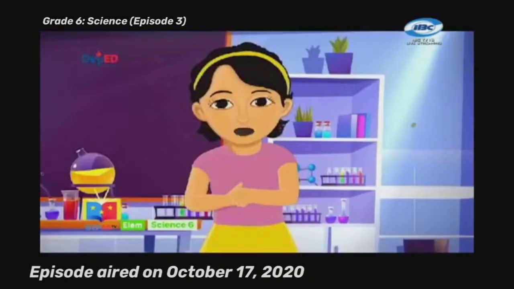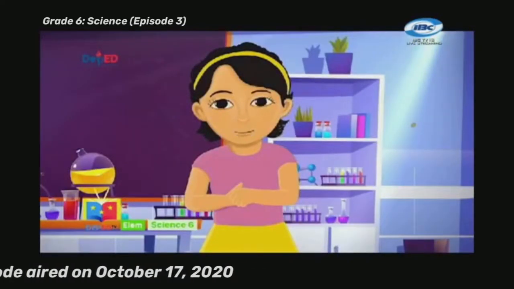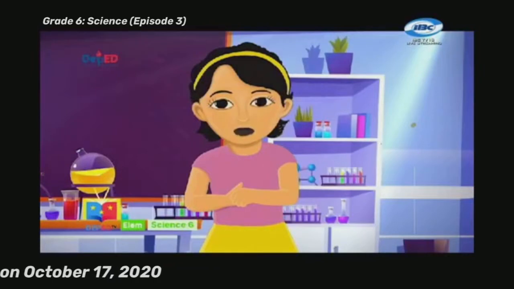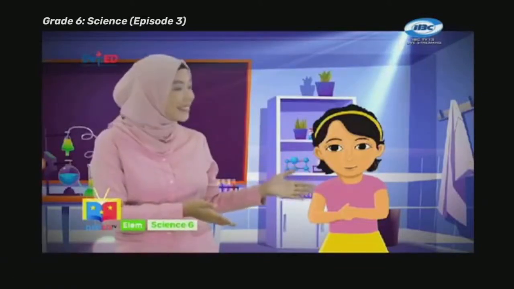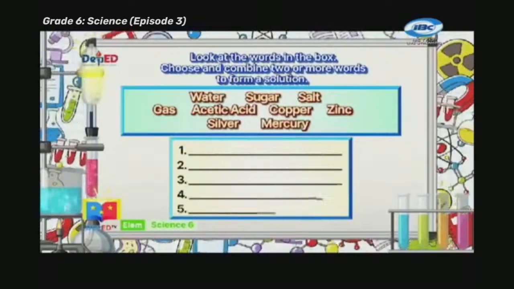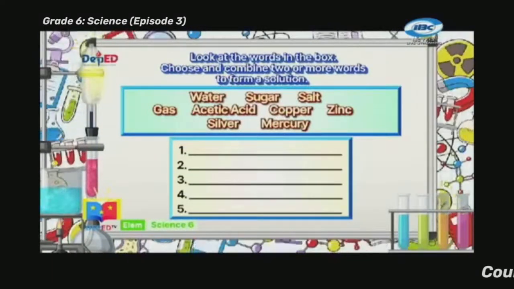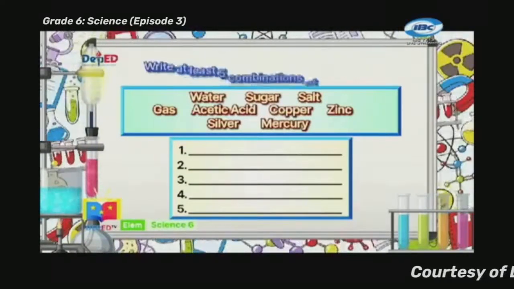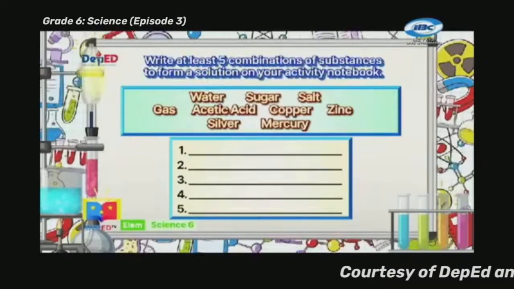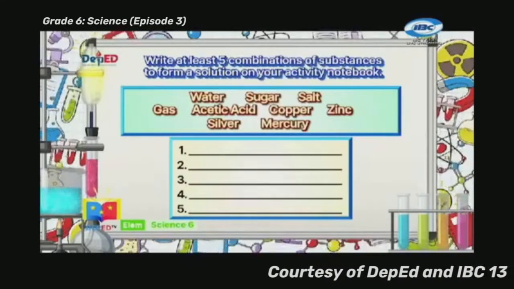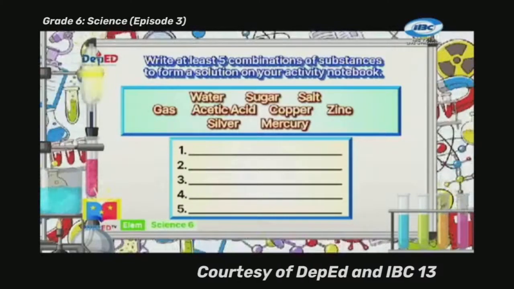I have here an assignment about the characteristics and uses of solutions. Can you help me again? Can we help Sisi again? Great! Look at the words in the box. Choose and combine 2 or more words to form a solution. Write at least 5 combinations of substances to form a solution on your activity notebook.